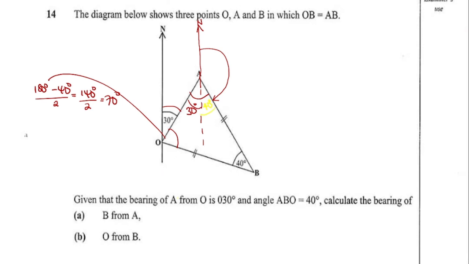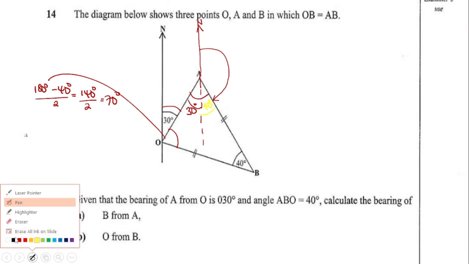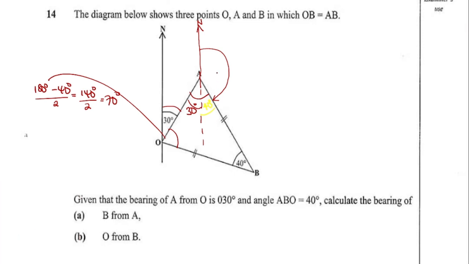So if that is a 40, that basically means that the bearing of B from A will be 180 degrees minus 40, and that's going to give us 140 degrees. As simple as that. Then the next question there, we're told the bearing of O from B. Where are we coming from? We're coming from B going to O. So we'll draw the north at B.